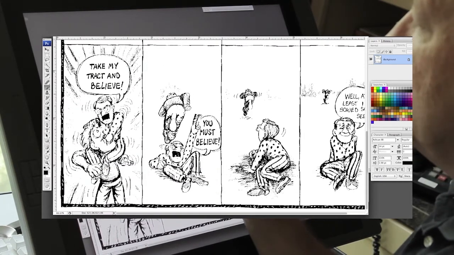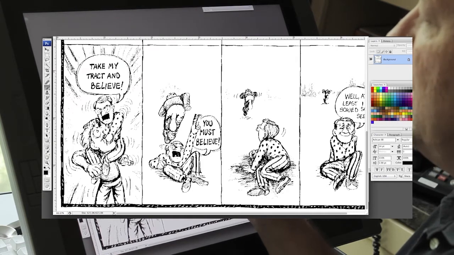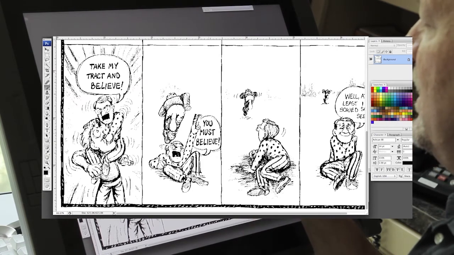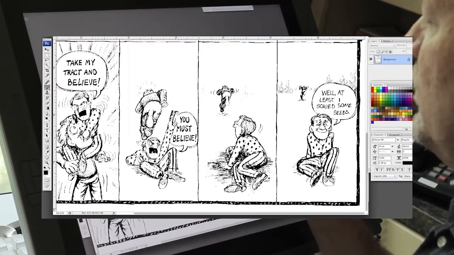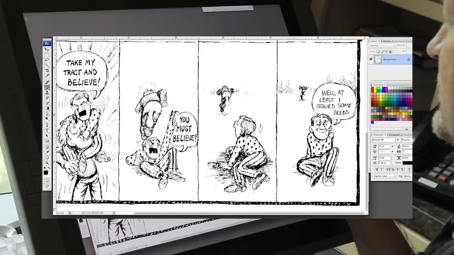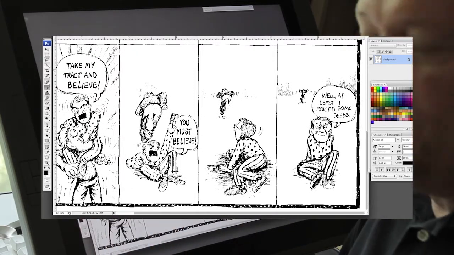And so he has his tract, and he's cramming it, literally cramming it down the guy's throat. And he's screaming, "Take my tract and believe." And he's still screaming. He says, "You must believe," as the guy is running away. And he sees the guy gets away. And so finally, in the last panel, he says, "Well, at least I sowed some seeds."